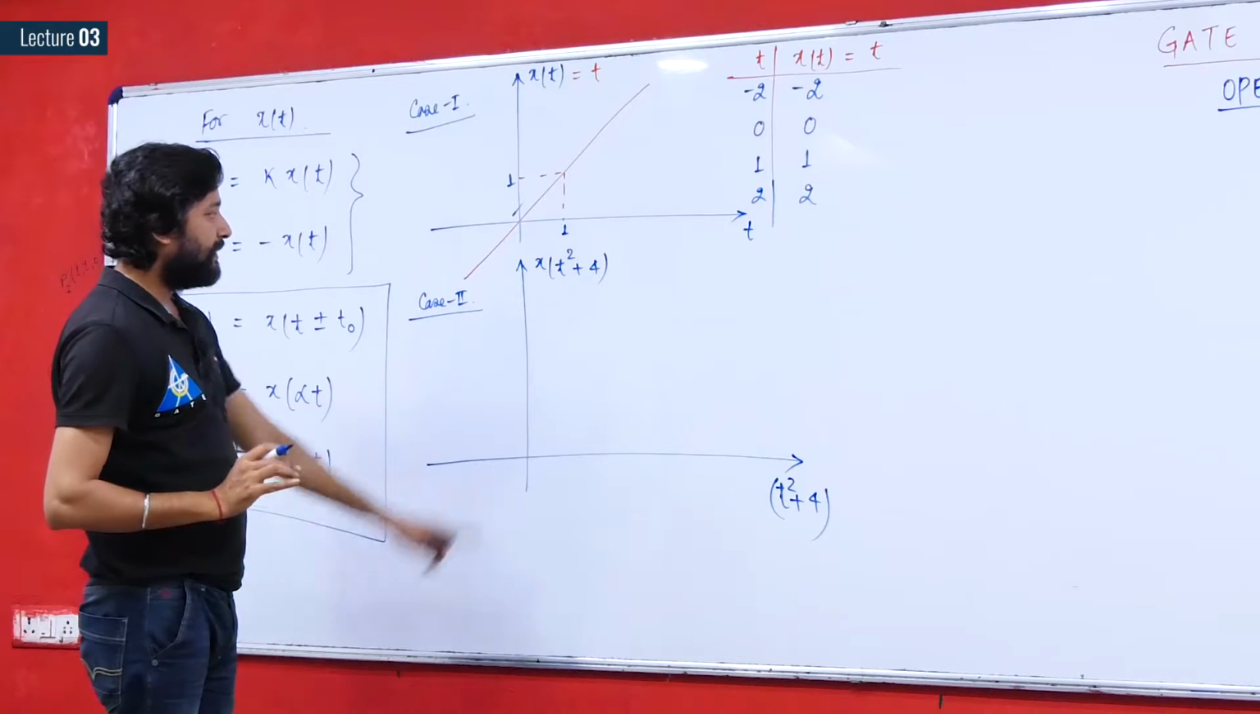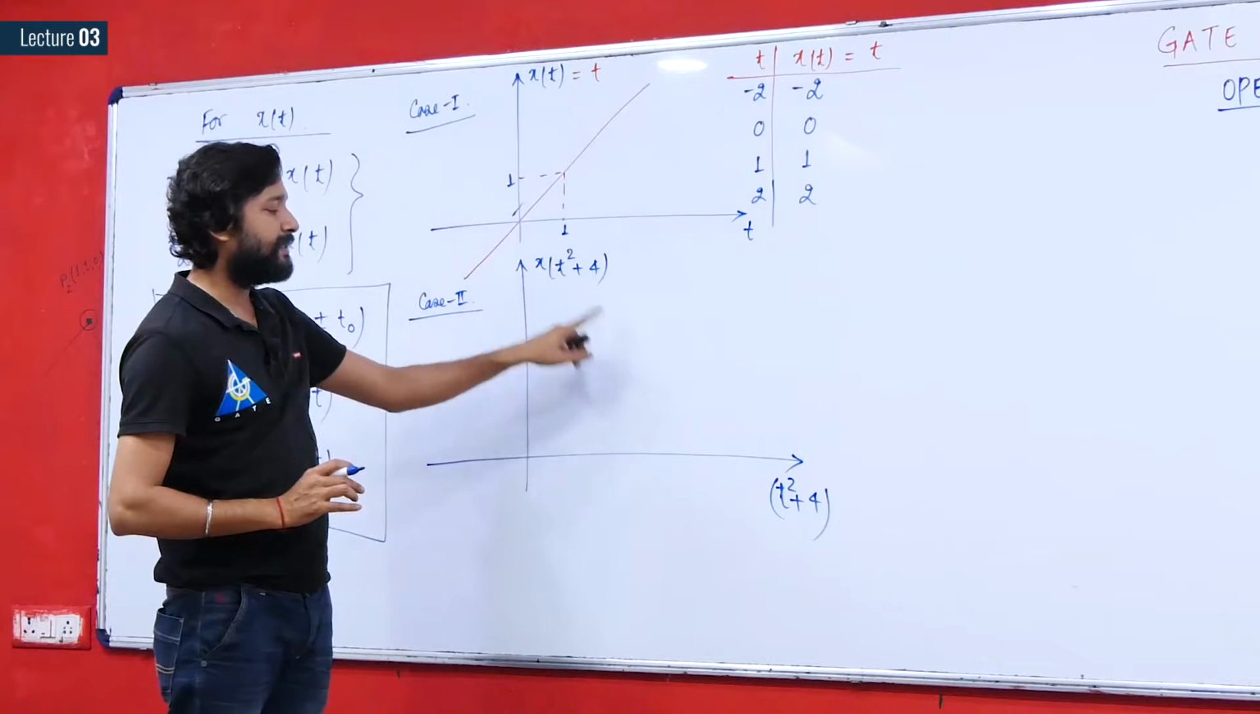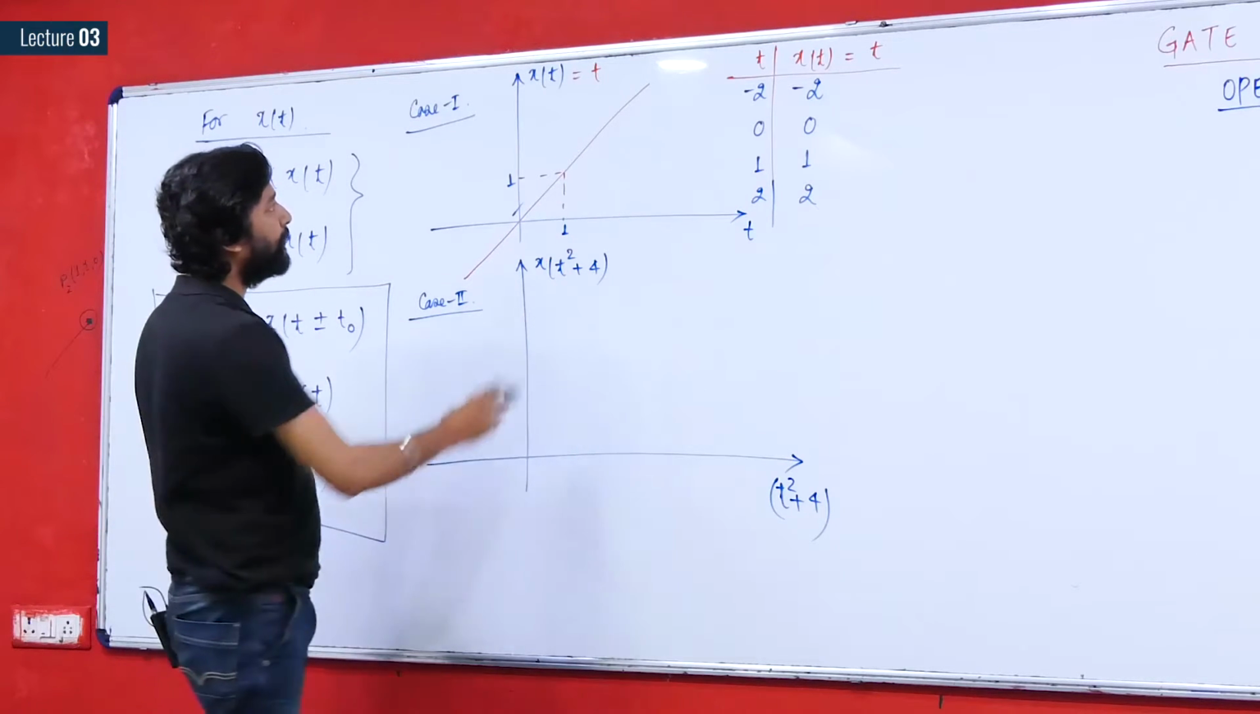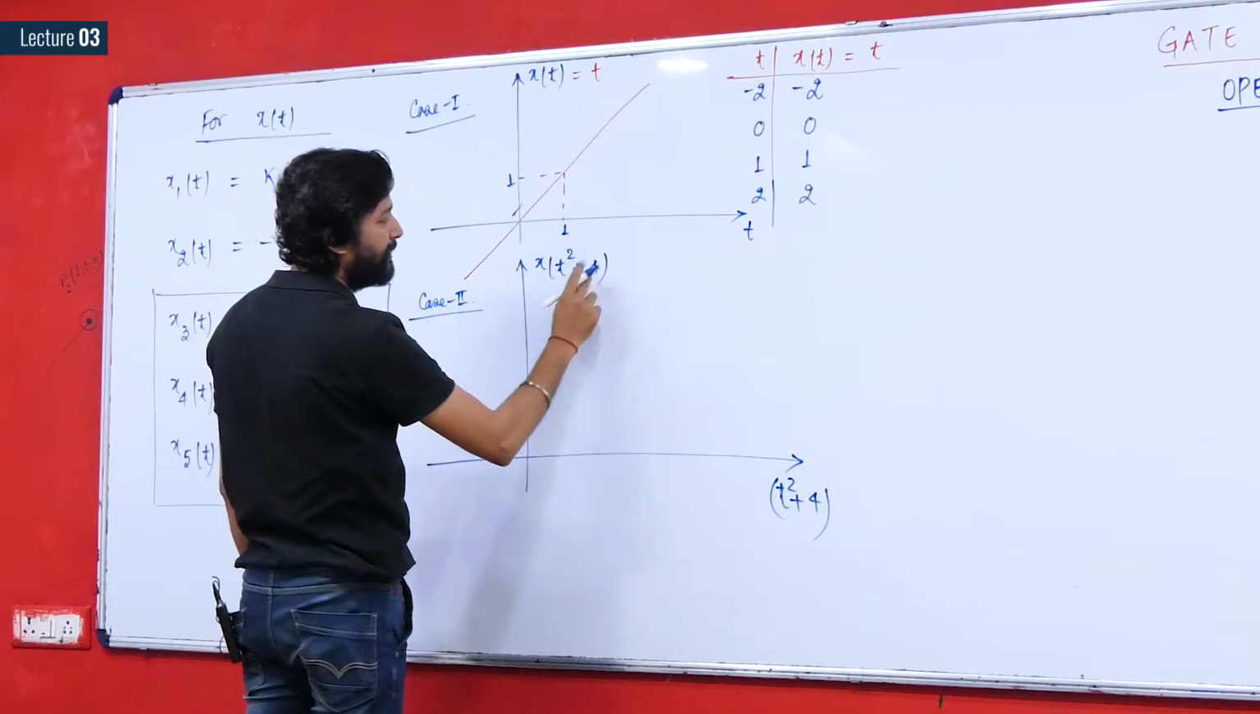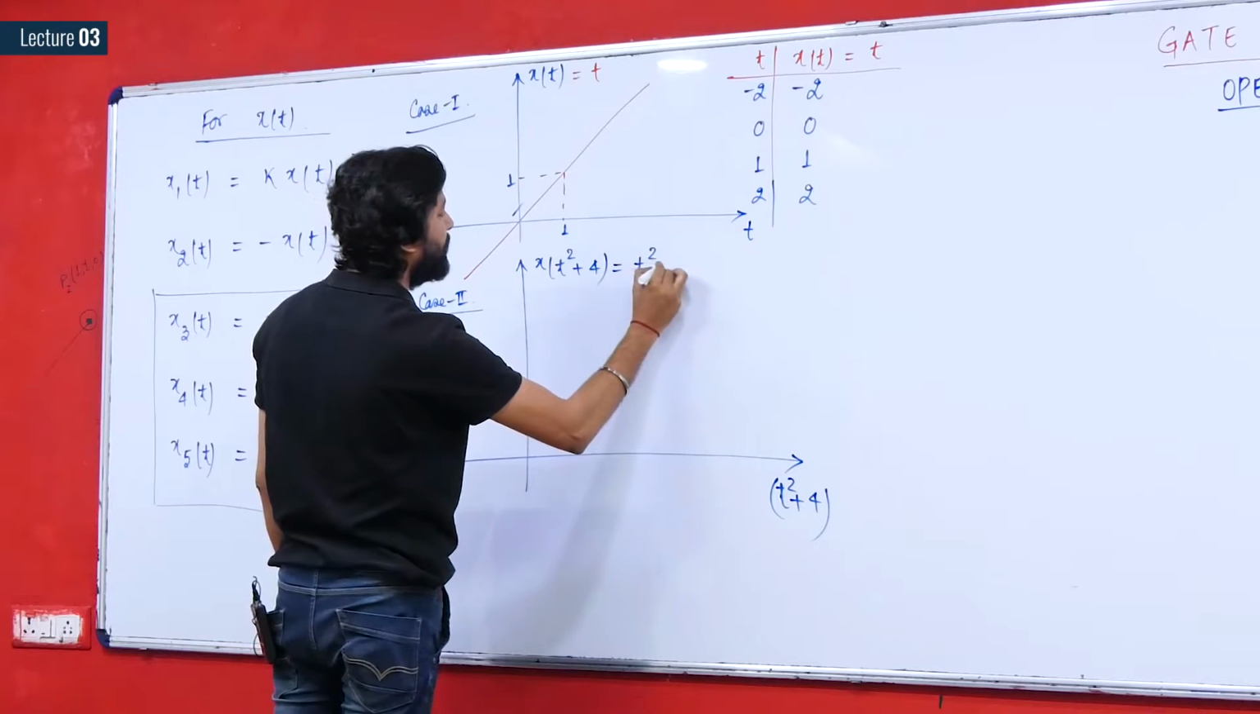Now what we did, we replaced both t's by t square plus 4. Therefore, if x of t was t earlier, then x of t square plus 4 will be t square plus 4.